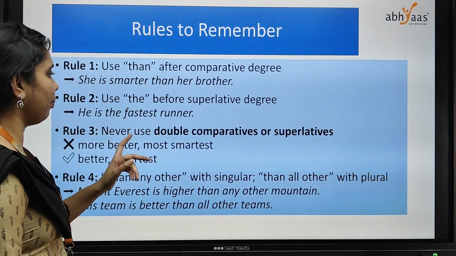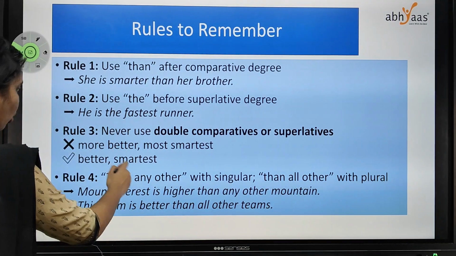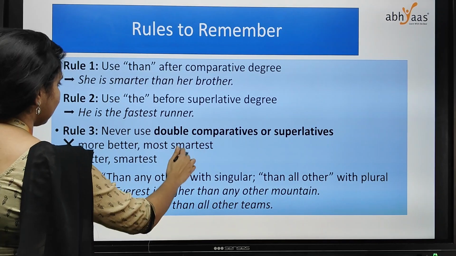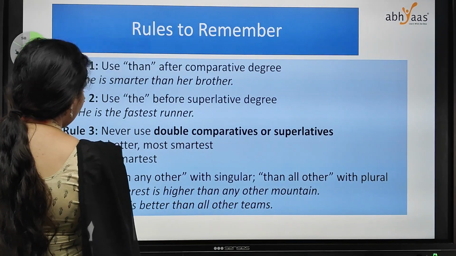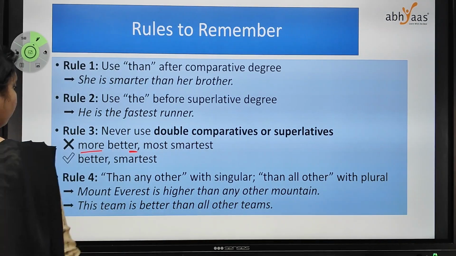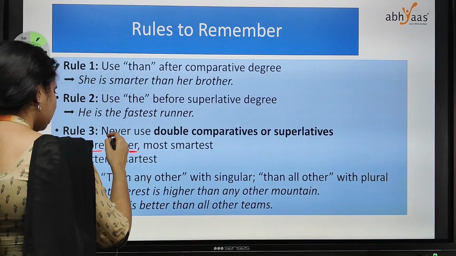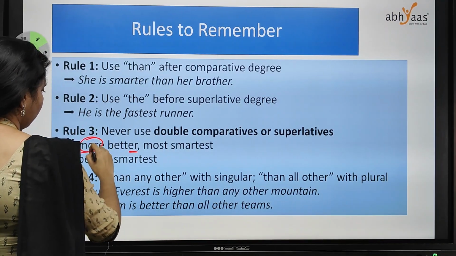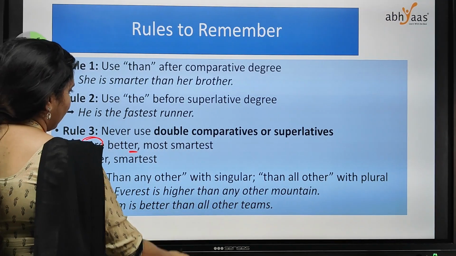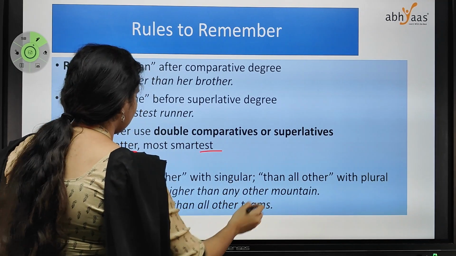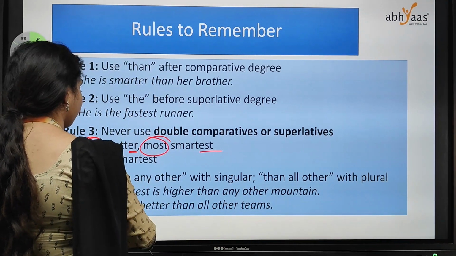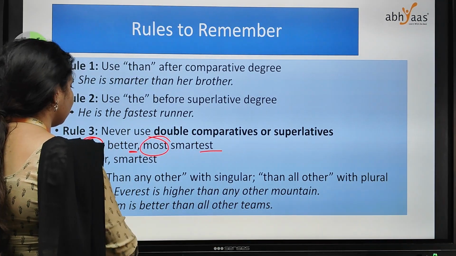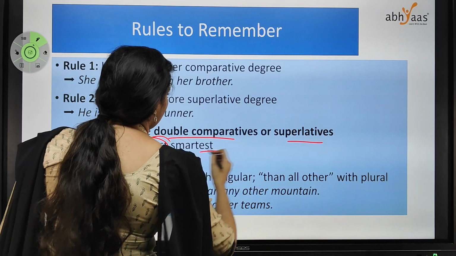Never use double comparatives or superlatives. For example, more better, most smartest. These are double comparatives. When you're already mentioning better, there is no need of more, because for good, the second degree would be better. And when you're already mentioning smartest, there is no need to mention most, because smart, smarter, smartest. So don't use double comparatives or superlatives.